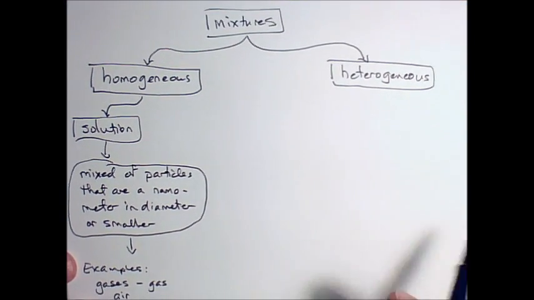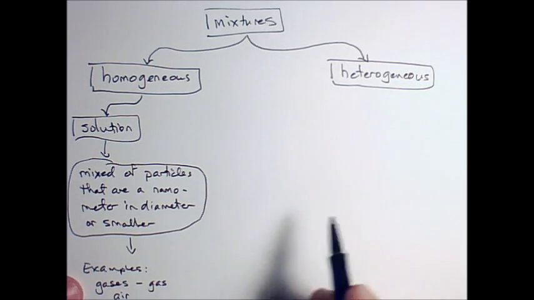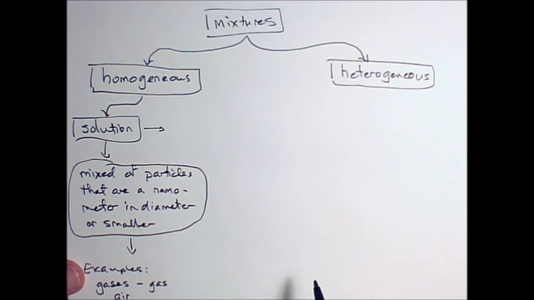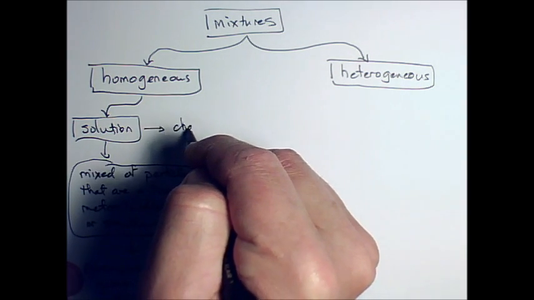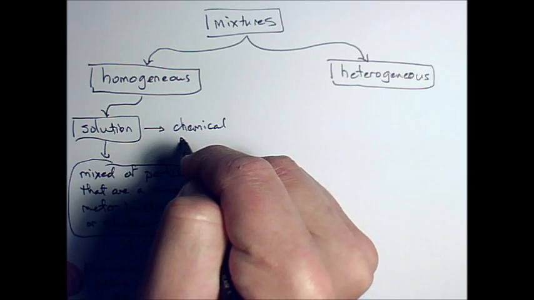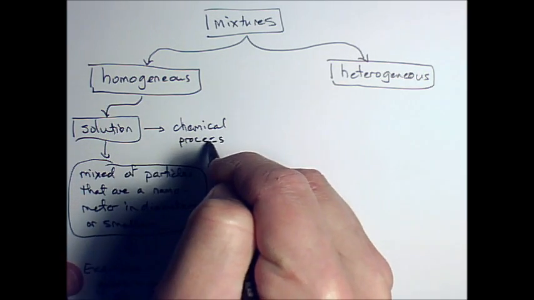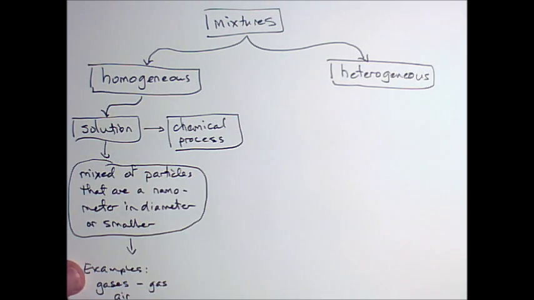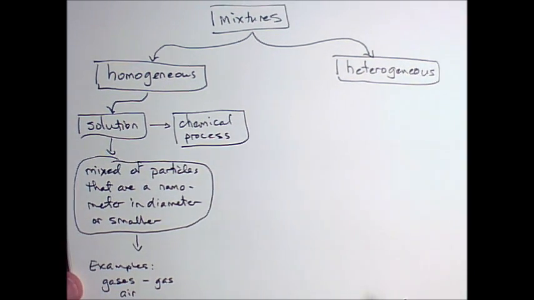So listen. Solutions can only be separated using some chemical process. The parts of a solution, that is to say the solute and solvent, can only be separated using some chemical process.